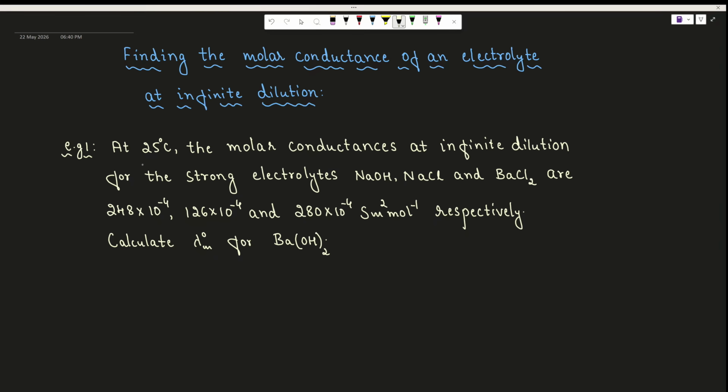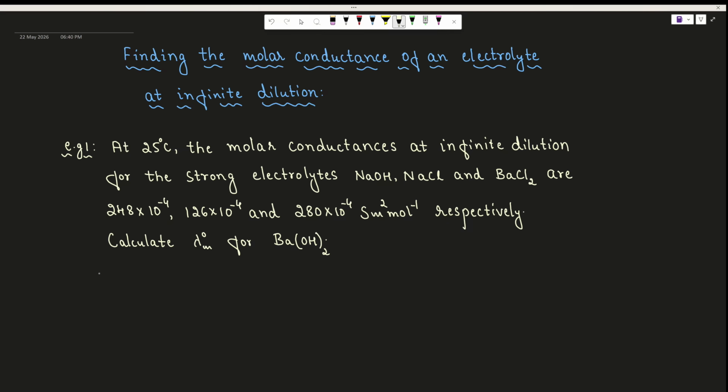Hello students. So today let us see how to find the molar conductance of an electrolyte at infinite dilution. So we are taking this type of examples. See the first example. At 25 degrees Celsius, the molar conductances at infinite dilution for the strong electrolytes sodium hydroxide, sodium chloride and barium chloride are given here. Three values are given in Siemens meter square per mole. So we need to calculate lambda m naught, that is molar conductance at infinite dilution for barium hydroxide.